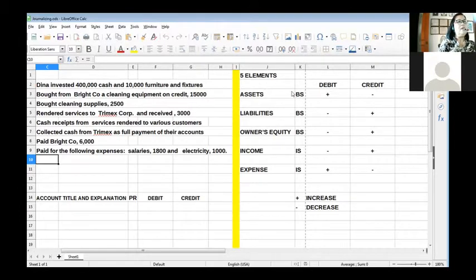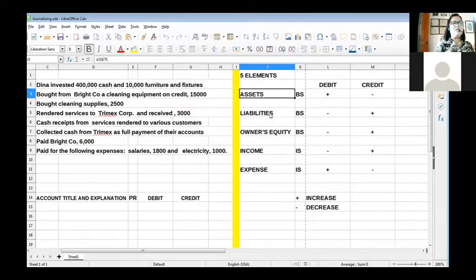At first, let's have some review of the five elements. The five elements of accounting are assets, liabilities, owner's equity, income, and expense. These assets, liabilities, and owner's equity are account titles under the balance sheet. You will find those accounts under the balance sheet, while the income and expense you will find in the income statement.